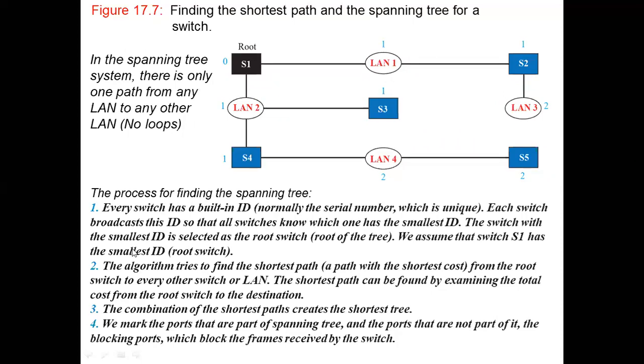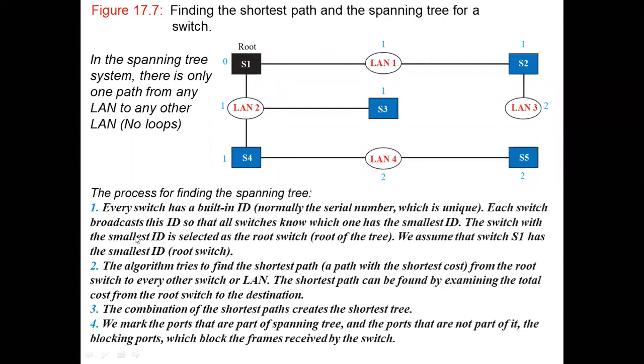Okay, and each switch broadcasts its ID. Whatever ID is given to that switch will be broadcasted, so that all switches will know which one has the smallest ID. So the first step is, each switch has an ID, that ID will be broadcasted, and the first step is to find the smallest out of, say in this example I have 5 IDs. Out of those 5 IDs, which is the smallest ID, we need to find out. So that is the first step in the algorithm.